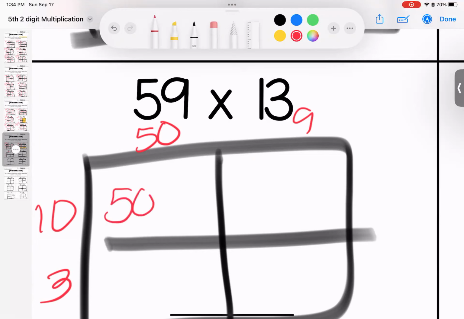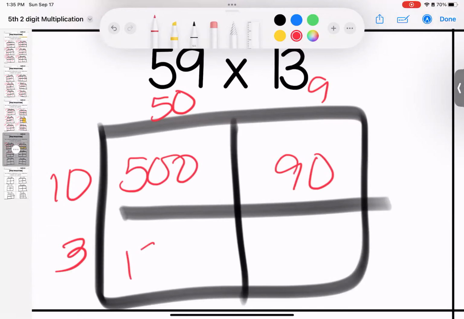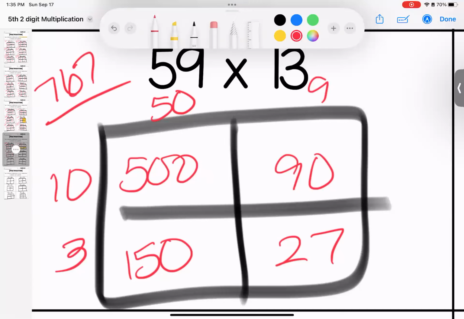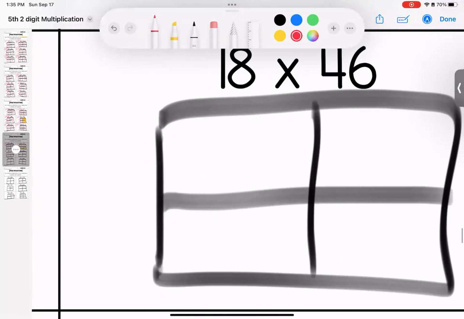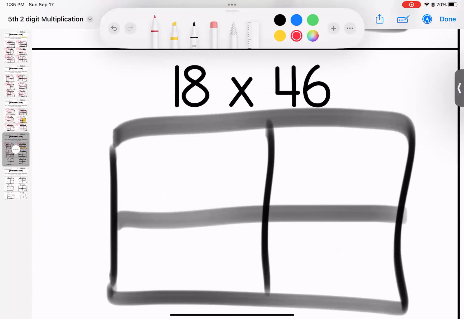1 and 5 is 5, 2 zeros. 1 and 9 is 9, 1 0. 3 and 5, 15, 1 0. 3 and 9, 27. Our total, 767. 18 times 46.